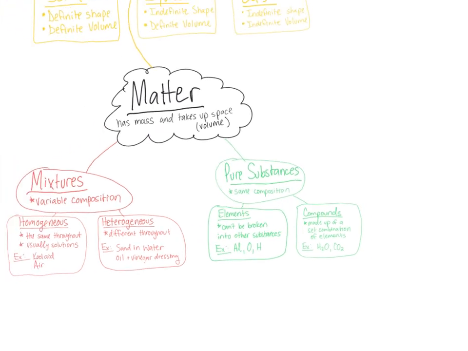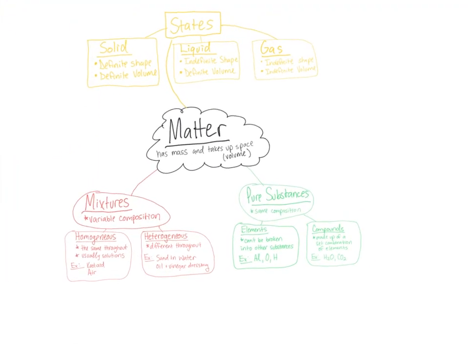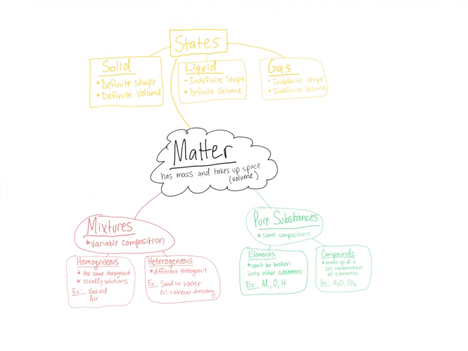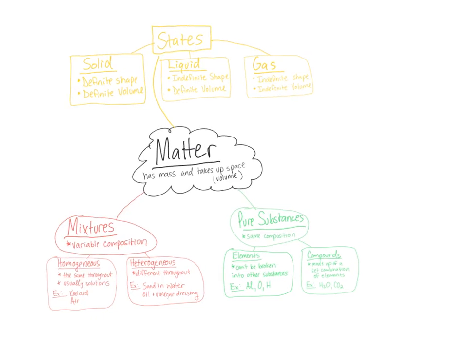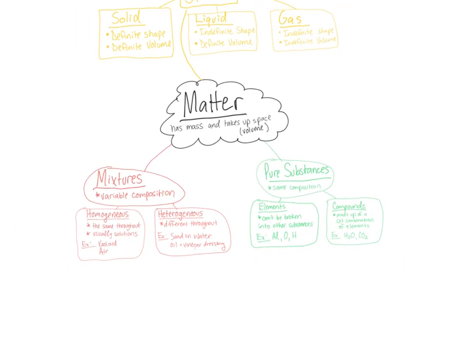So this right here pretty much rounds out our graphic organizer that we're going to do. So we learned about matter. We learned that there are three different states of matter: solid, liquid, gas. We know that matter has mass and it takes up space or volume, and that all matter is either a mixture or a pure substance. If it's a mixture, it can be homogeneous or heterogeneous, and if it's a pure substance, it can either be an element or a compound.